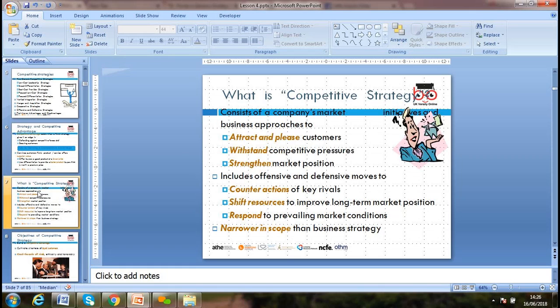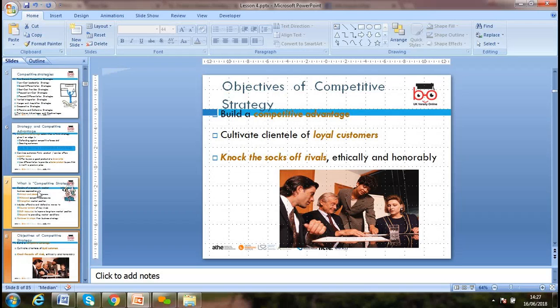How will we tackle them? Like in the previous lesson, we discussed that the word strategy is derived from the Greek word, which was used in the military: how to encounter our enemies and protect our borders. Now it is used in the business world as well. Respond to the prevailing market conditions. So we'll go through further. Build a competitive advantage and cultivate the client, so we need to look at loyalty.